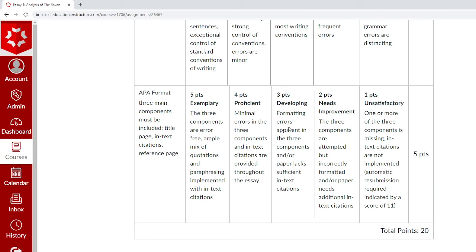And then under 3, it says formatting errors are apparent in the 3 components and our paper lacks sufficient in-text citations. So now you've almost got it down, but maybe you have a period in the wrong spot or your parentheses are not quite in the right spot. Or you remembered the beginning quotes, but not the end quotes of quoted words. So something like that might earn you a 3.